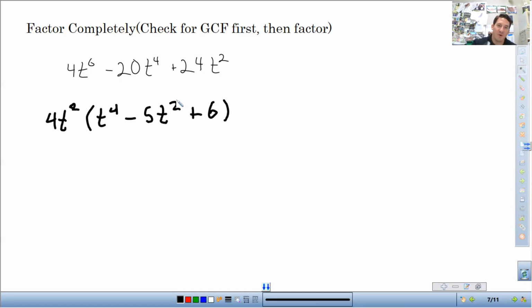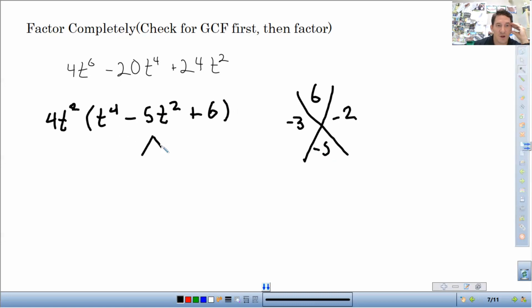So again, we are reverse distributing. From here, I've got to check to see if this factors. That will be an x factor problem with 3 terms. So 6 on top, negative 5 on bottom. What are factors of 6 that add to negative 5? That's going to be negative 3 and negative 2. So this has one more layer of factoring, which is t, since it's t to the 4th, be careful with that. It's t squared minus 3, and then t squared minus 2.